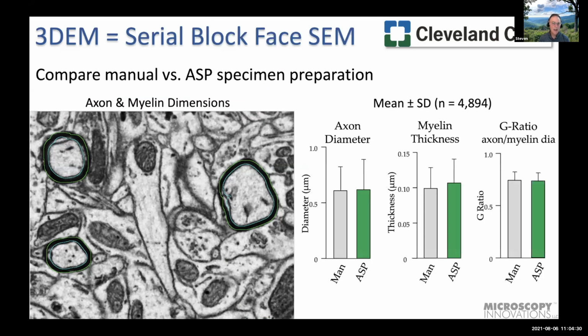So they analyzed nearly 5,000 axons measured, as we see here, color-coded in here. And what they found were that axon diameters were comparable, myelin thickness were comparable, not statistically significantly different, and something called the G ratio, which is the ratio of axon to myelin diameter, were all not statistically different at all between manual and ASP prepared specimens. So that convinced them that this is quite viable.